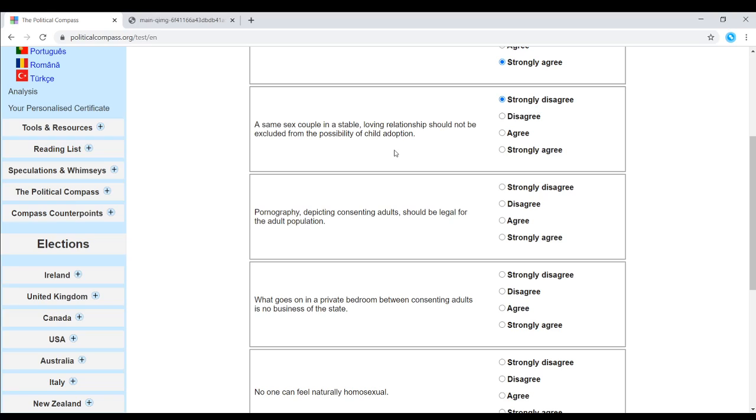I'm going to strongly disagree, but I'm going to explain myself very carefully. So, I believe that a same-sex couple is founded on the principle of rebellion against God. I believe that that is not actually love. I think it's a warped definition of love. So when it says loving relationship, I don't believe that it's at all love. I believe it's lust completely.